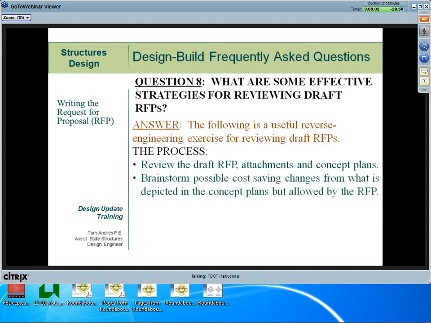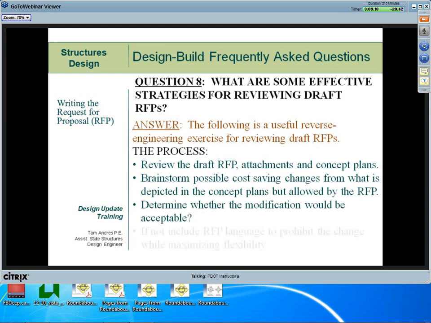Then we put ourselves in the shoes of a prospective design build firm. What would we do differently to reduce costs or add value? And then we ask ourselves, is that acceptable? And if so, we don't take any action. But if the solution is not acceptable, we modify the RFP to disallow it. I want to point out here that, of course, this process does not have to be performed in a group. Each reviewer can utilize this process individually, and in fact, this is a very good way of looking at reviewing the RFP.